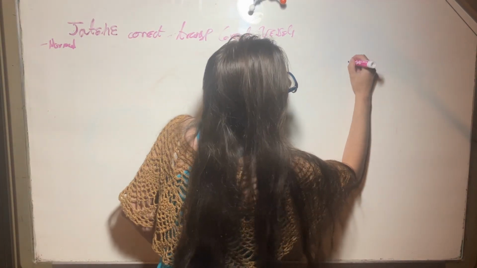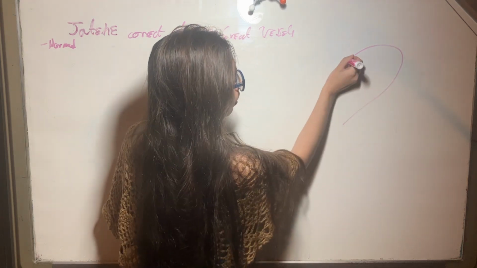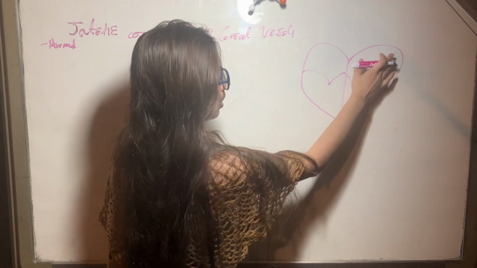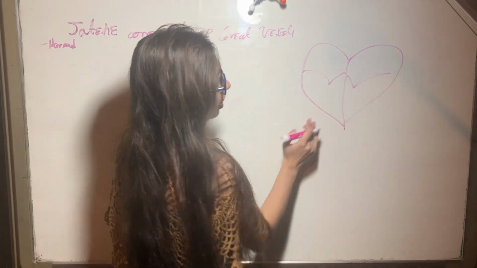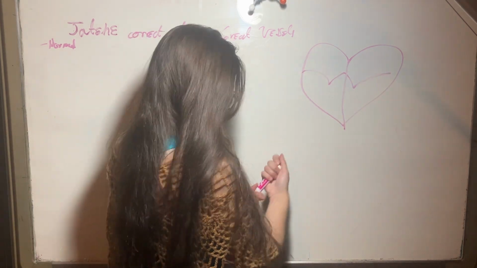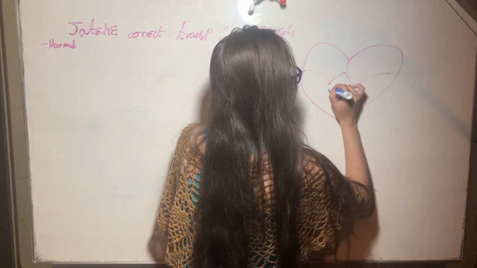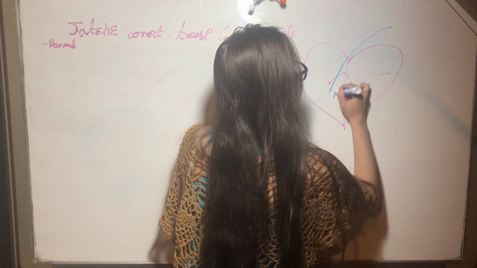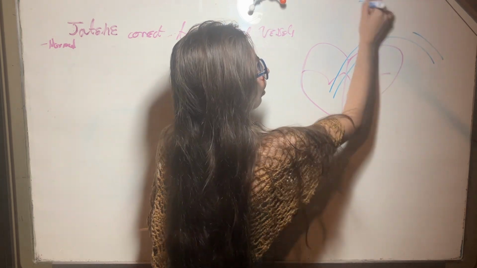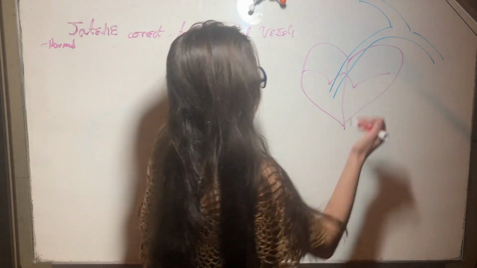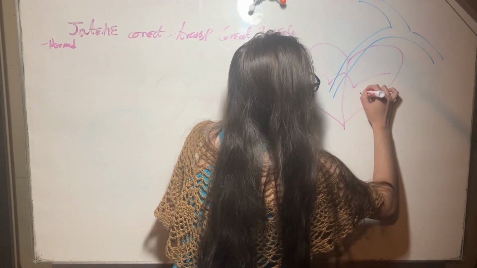So here we have the heart. This is the left atrium, the left ventricle, the right ventricle. We have the pulmonary artery coming from the right ventricle. This is the pulmonary artery. And we have the aorta coming from the left ventricle.